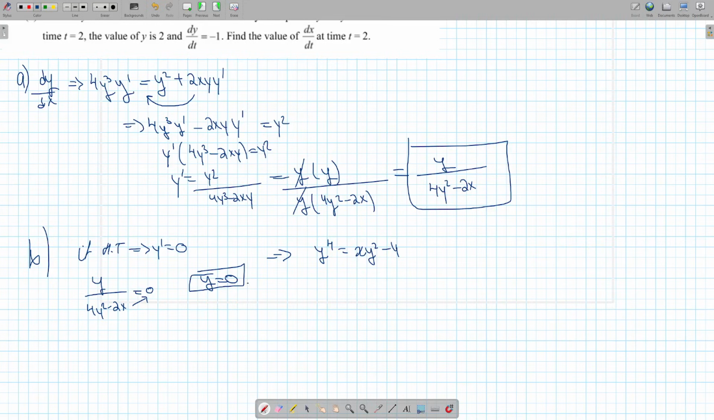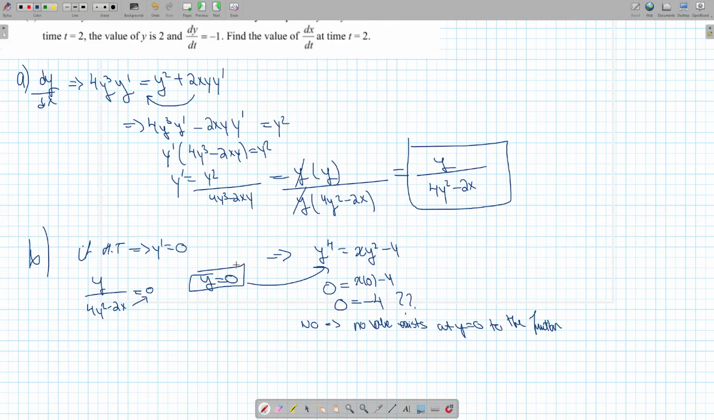This is the original expression. Substitute 0. You get 0 equals x times 0 minus 4. So you're going to get 0 is equal to negative 4. And is that true? No. Therefore, there is no value that exists. No value exists at y equals 0 for the function.